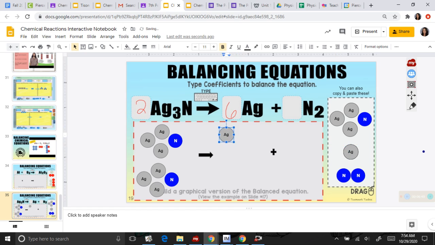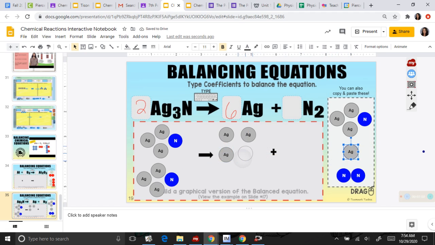It's going to be time consuming. Two. Three. Two more, five, six. Okay, so I have six Ag, and then I need two N2.